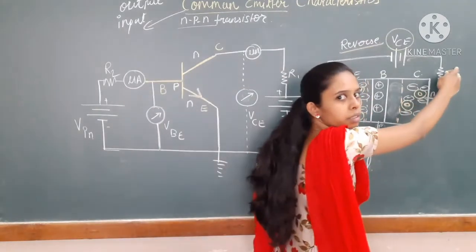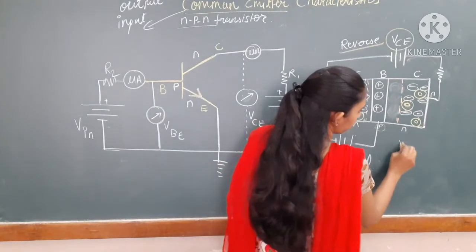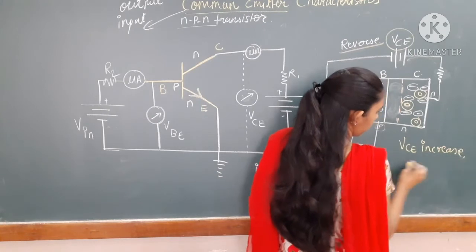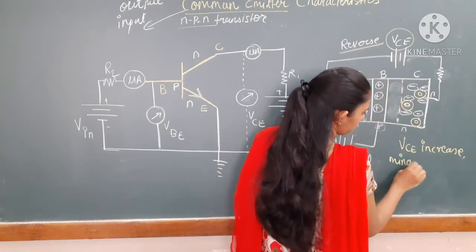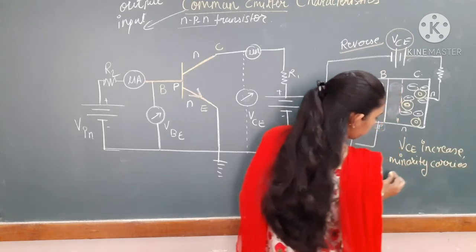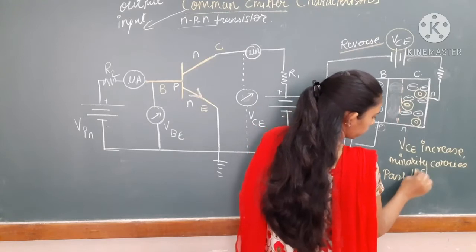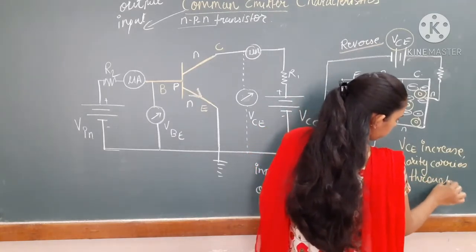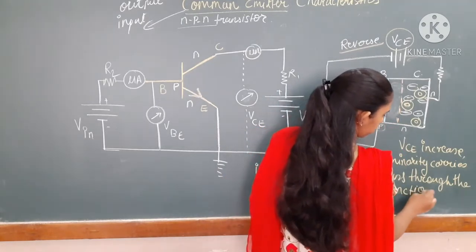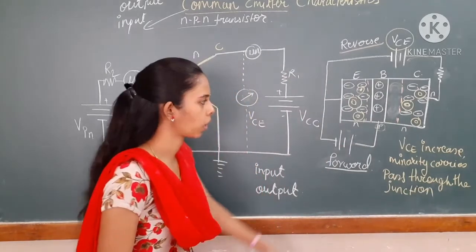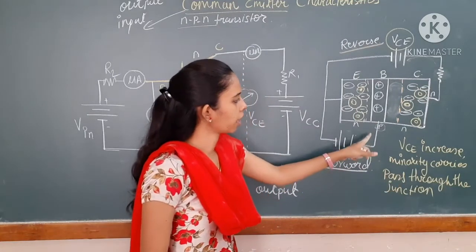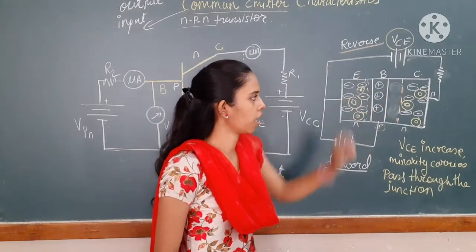So when VCE increases, minority carriers pass through the junction, and due to this the IB and IC increase. It will affect the current at the base and the current at the collector.